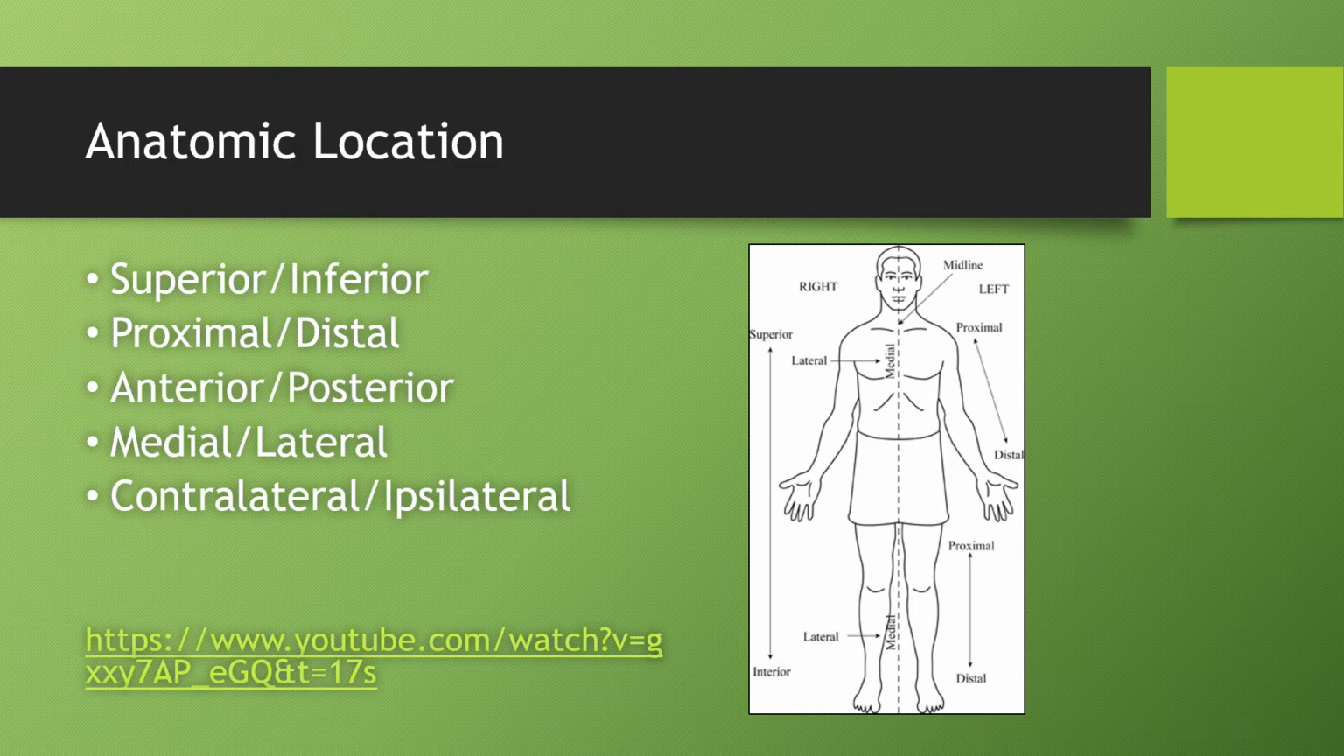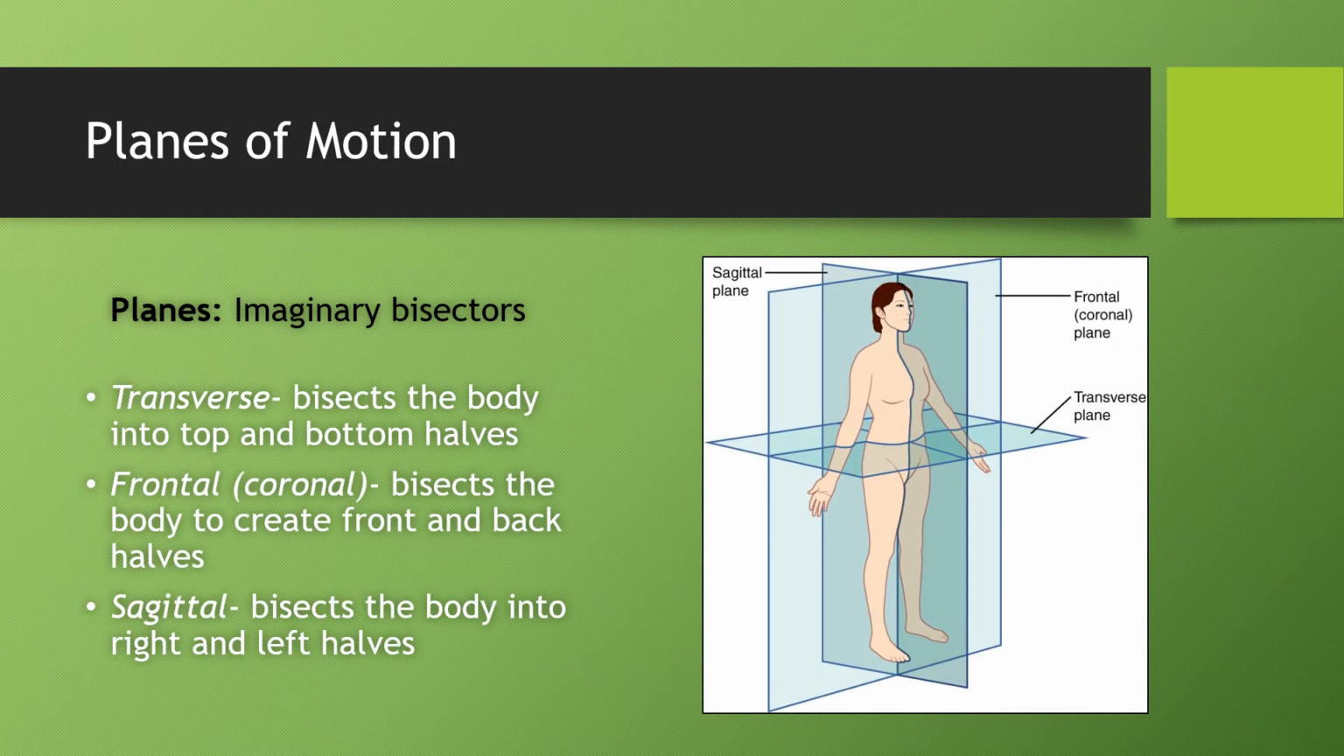We must also understand planes of motion, or imaginary bisectors that divide the body into different segments. The transverse plane bisects the body into top and bottom halves. The frontal or coronal plane bisects the body to create front and back halves. And lastly, the sagittal plane bisects the body into right and left halves. Again, this is according to anatomic position.